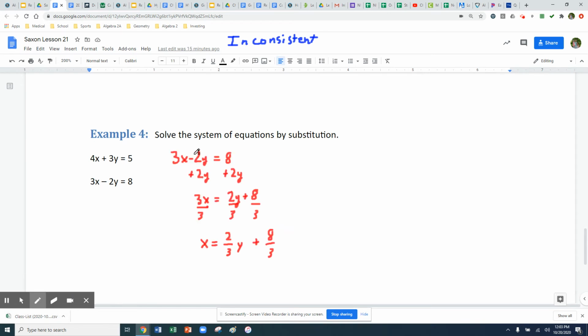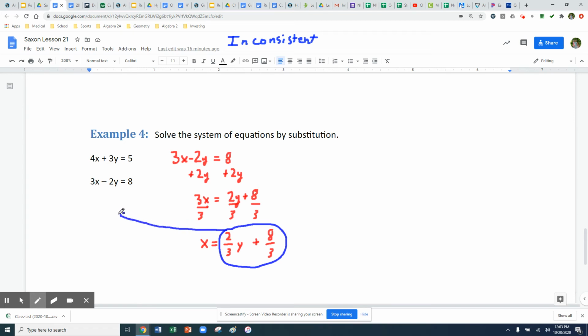So I'm first going to take my y term, move it to the other side of my equation, which gives me 3x equals 2y plus 8. And then to get x alone, I'll divide everything by 3. So now I've got an x equal to 2/3 y plus 8/3, which I can now take.